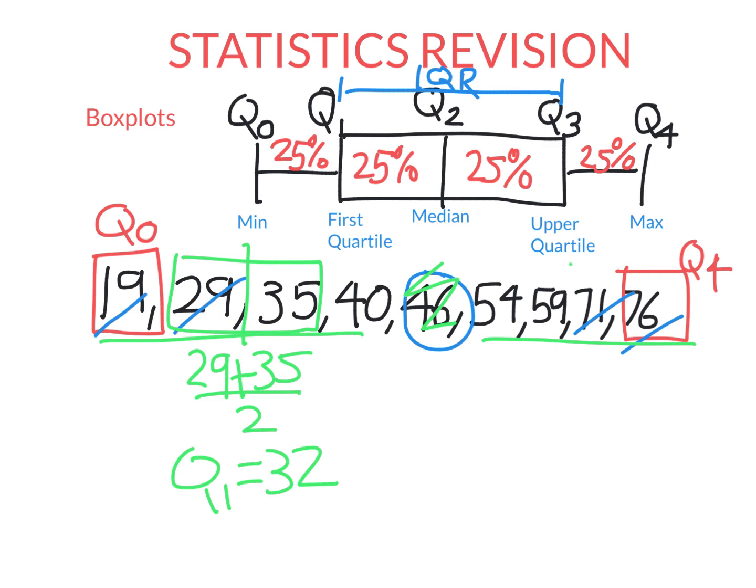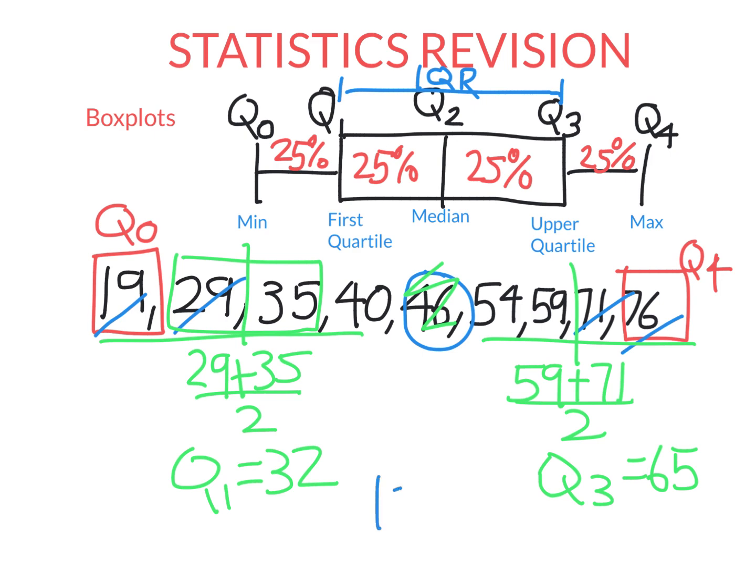Similarly, the upper quartile is halfway between 59 and 71. If you don't know what that is off the top of your head, no worries, add them up and divide by 2. So here, Q3 is equal to 65. This distance from Q1 to Q3 is called the interquartile range. The interquartile range is just Q3 minus Q1. So 65 minus 32 is 33.